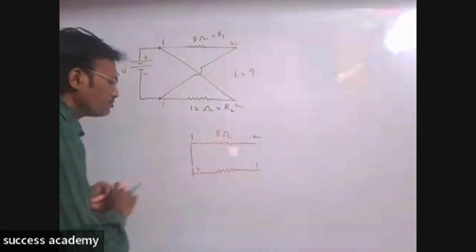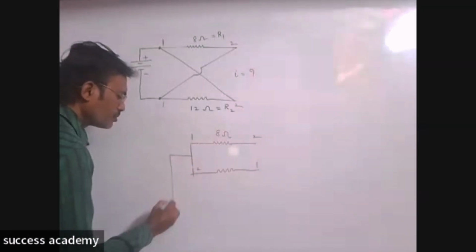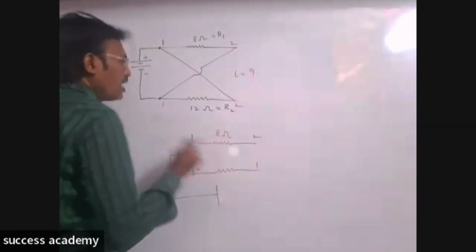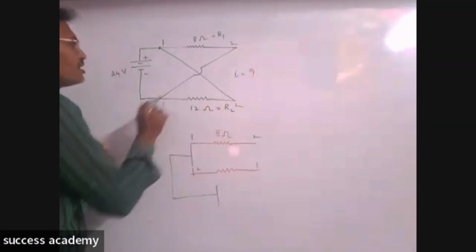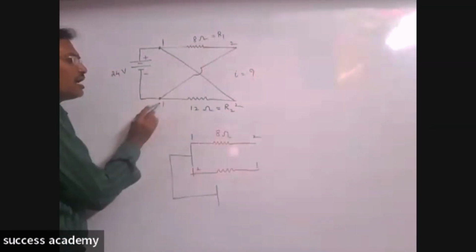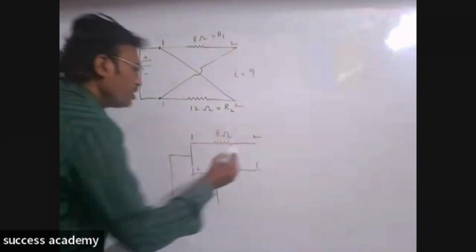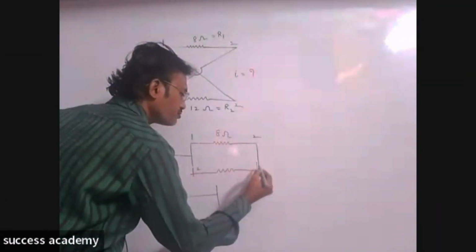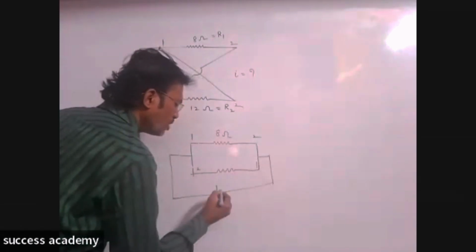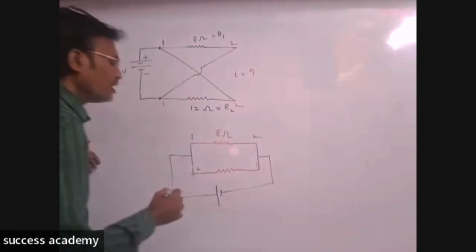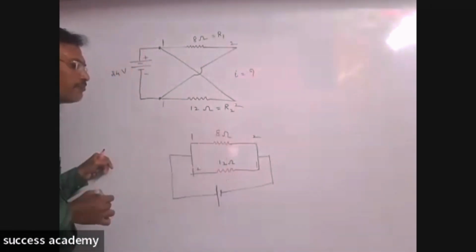Battery positive terminal. And see here, the second end of the 8 ohm resistor and the first end of the 12 ohm resistor are connected to the battery negative terminal. It means what? Here the 8 ohm and 12 ohm are both in parallel.